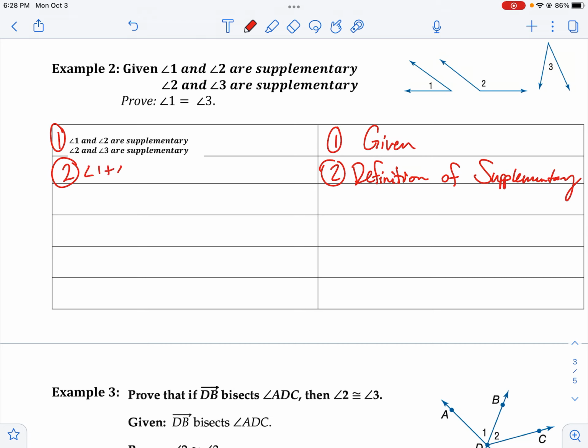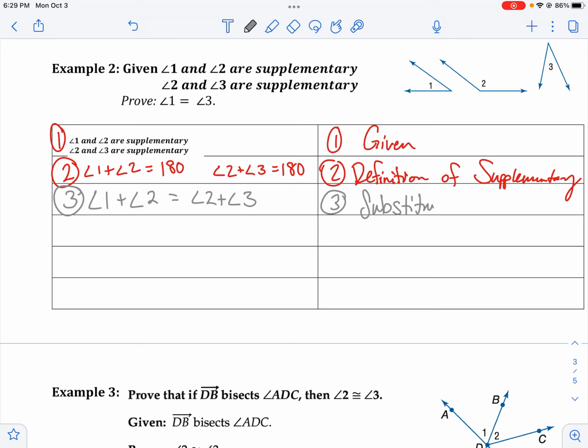If they're supplementary, that means that angle 1 plus angle 2 equals 180. That means that angle 2 plus angle 3 equals 180. And now if you watched the segment addition proof videos before this, you'll notice that I've got two expressions that both equal 180. They equal the same thing. So if angle 1 and angle 2 equal 180, angle 2 and angle 3 equal 180, what can I say about those two expressions? I know that angle 1 plus angle 2 should be exactly the same as angle 2 plus angle 3, so by substitution or by the transitive property, I know that's true.